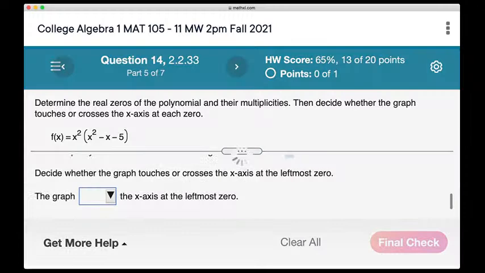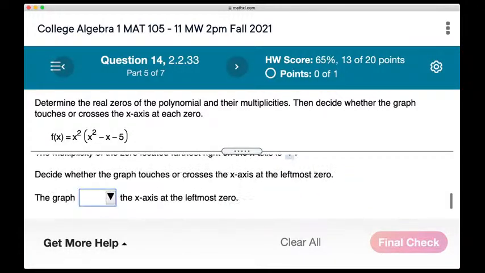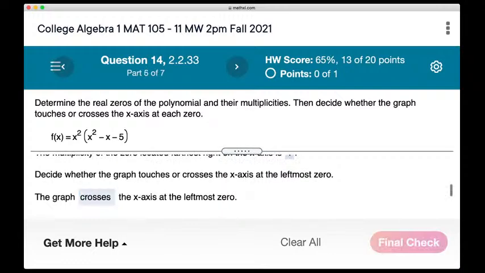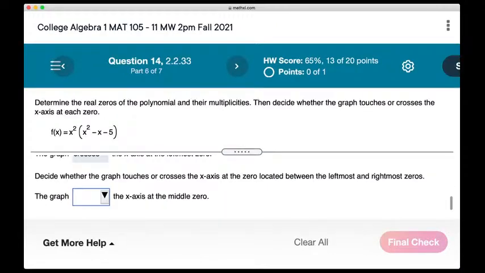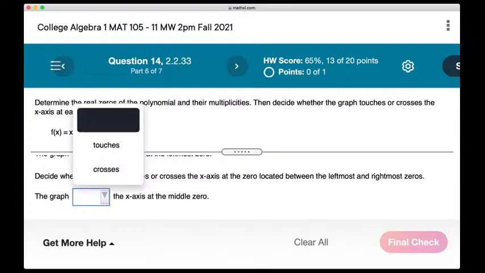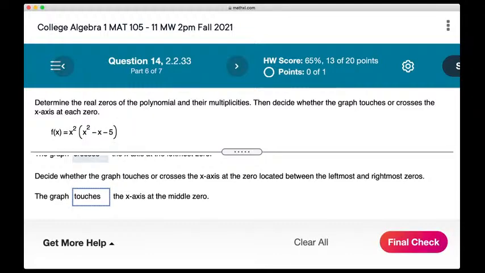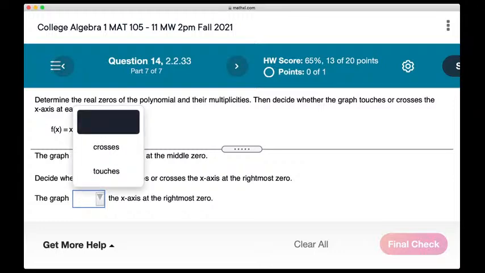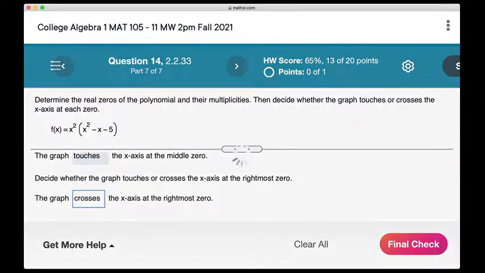So because the leftmost 0 has an odd multiplicity, that means the graph is going to cross the x-axis at that x-intercept. Let me do it like this. So the middle one, because the 0 has a multiplicity of 2, which is even, that means our graph is gonna bounce or touch. And then the rightmost had a multiplicity of 1, so that means it's going to cross. Okay.